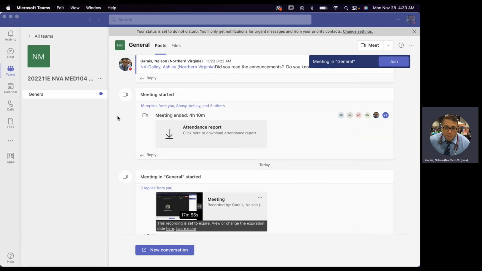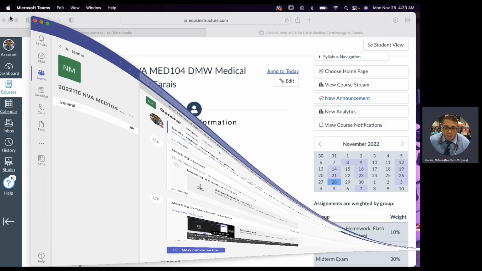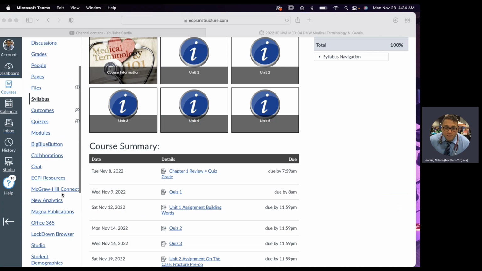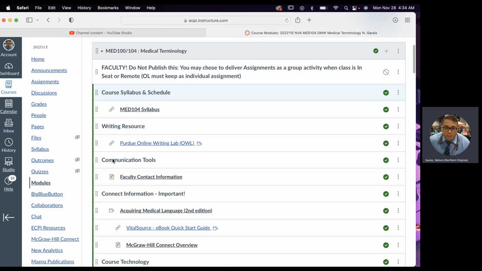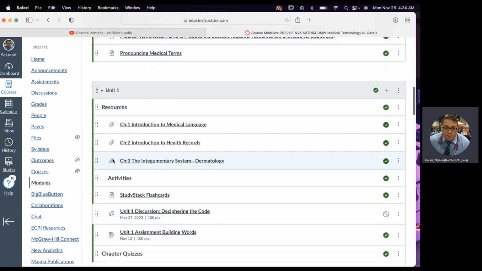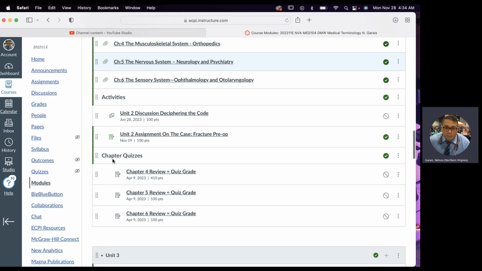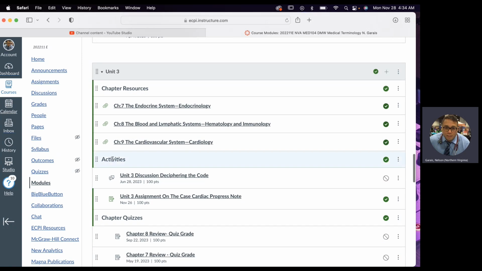And now we are on chapter 9. So we're going to go in our modules, find the lecture, and it should be 1, 2, 3, 4, 5, 6, 7, 8, 9, which is the cardiovascular system.